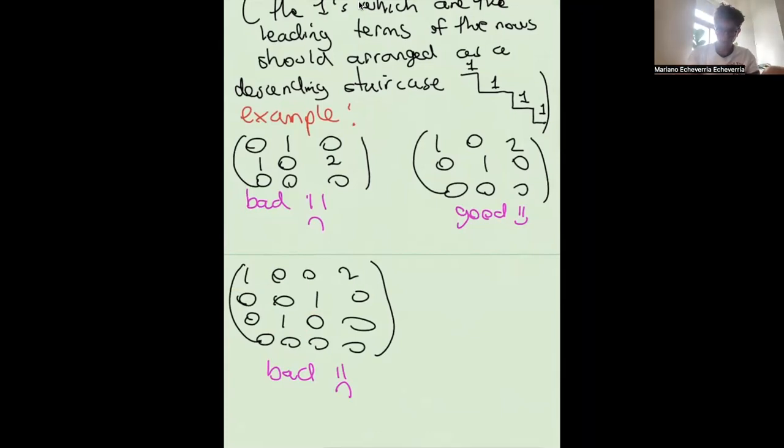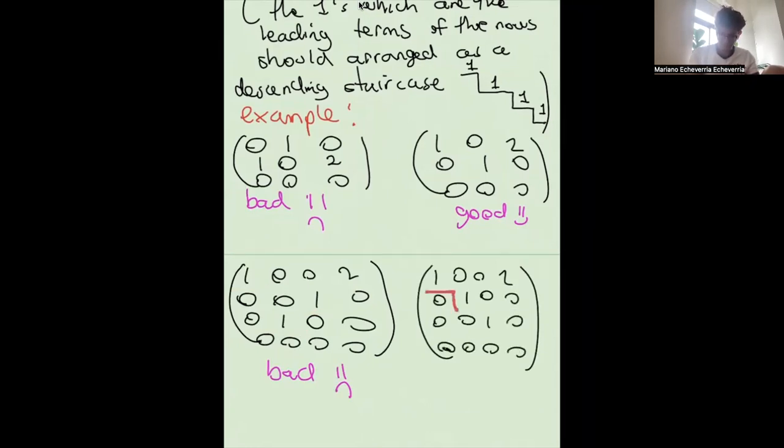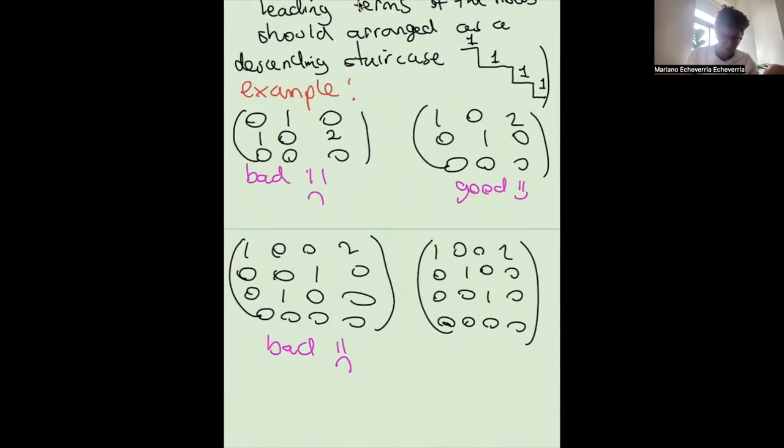So to fix this, you just swap the second and third row, and so you get 1 0 0 2, 0 1 0 0, 0 0 1 0, 0 0 0 0. And so you see now it looks good. Boom, boom, boom. So it now looks descending. Is that making sense? I can draw the staircases for you here if you want.